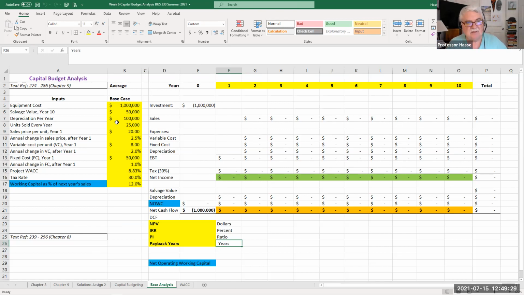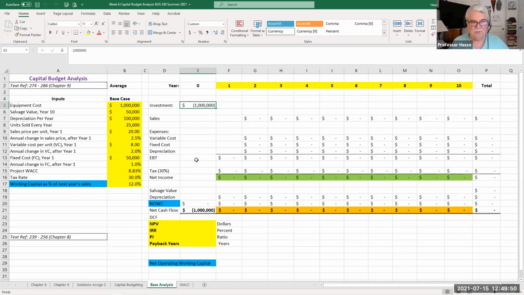This case is, as I said, a $1 million investment with a depreciable life of 10 years. In other words, that's what the depreciation schedule will be according to the IRS guidelines and what our accountants or public accountants tell us for this type of class of asset. So there's my investment in year 0 today, $1 million.